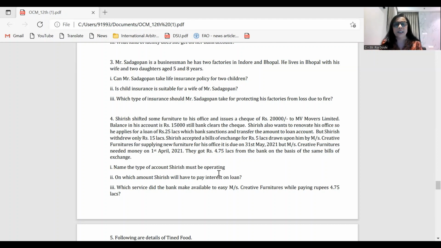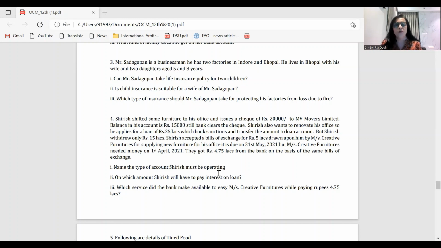The answer is yes. Mr. Sadagopan can take life insurance policies for his 2 children because there is the entire concept of insurable interest. So you may mention that, or even if you simply write, can he take, since the question is just yes or no, the answer should be yes. Mr. Sadagopan, because he is the father to the children, he has insurable interest and he can take life insurance policy.